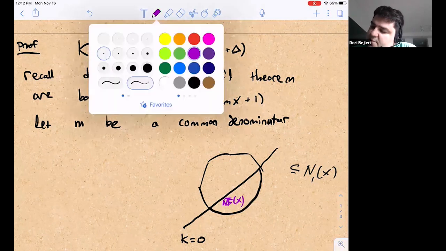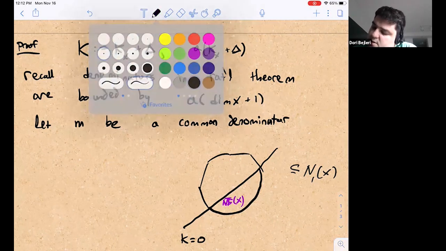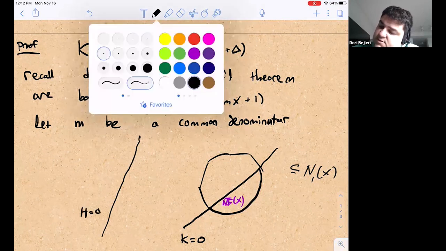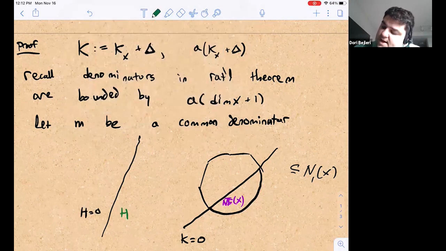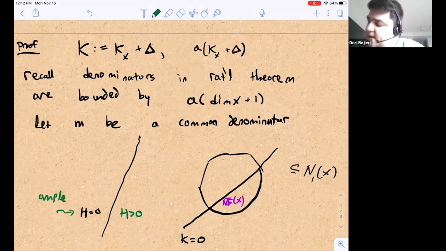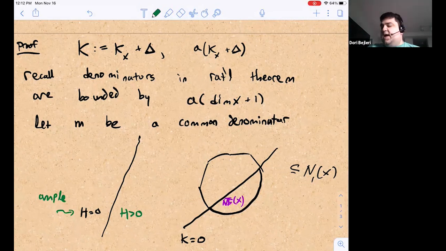And then we're going to take some ample class, and our ample class is going to be over here. So that's our hyperplane H equals 0. And so our cone of curves is all inside of the half space H greater than 0, because H is ample. And so K might not be nef. Okay, if K is nef, then there's nothing to prove. The whole statement is vacuous. So let's assume K is not nef.